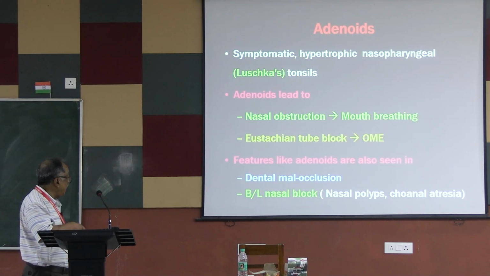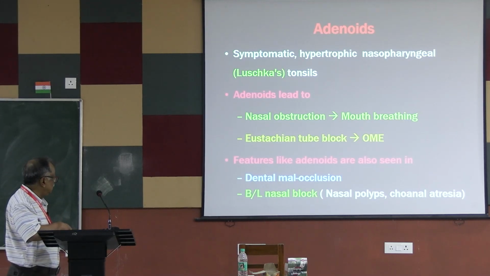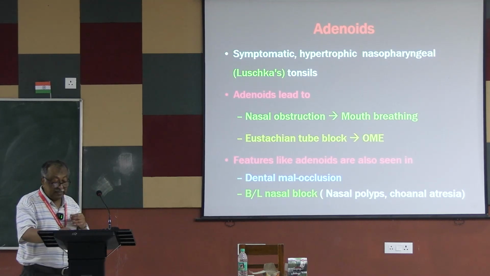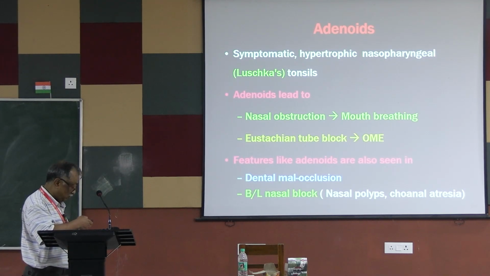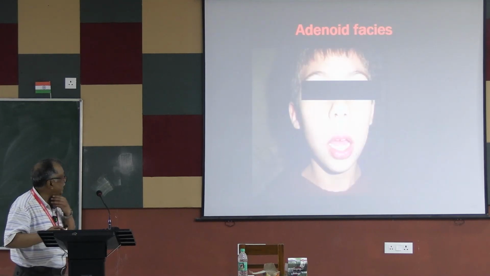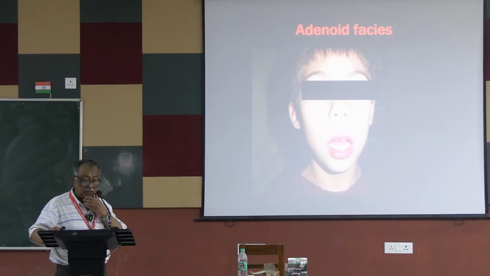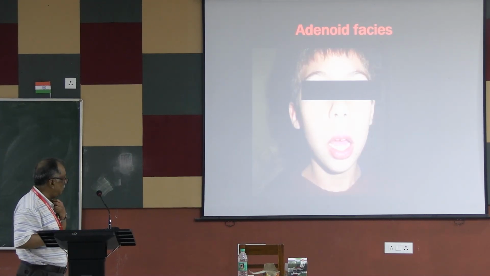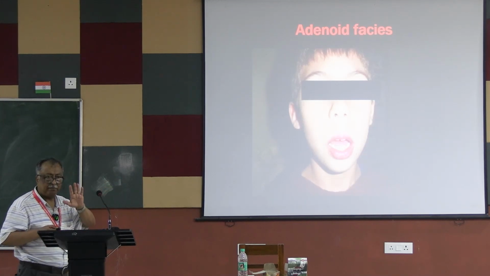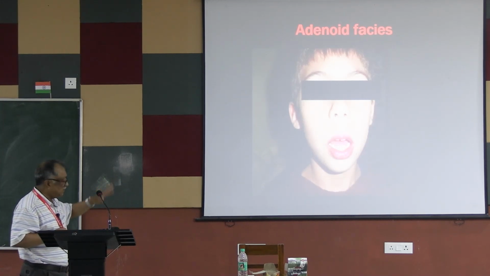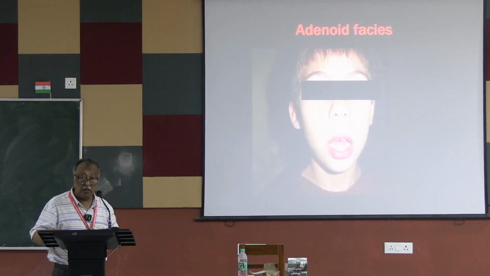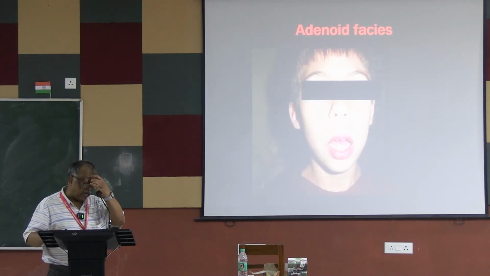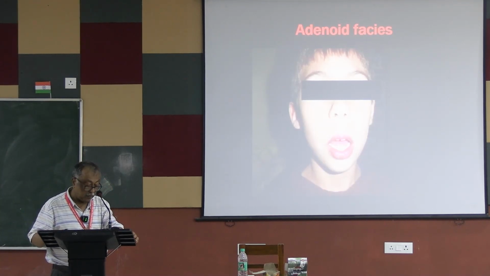And what is the adenoid facies? This is the adenoid facies. It is an elongated face. There is retrognathia of the mandible. It is not so marked, but retrognathia can be present. There is a dull expression. Dark circles under the eyes. Open mouth.